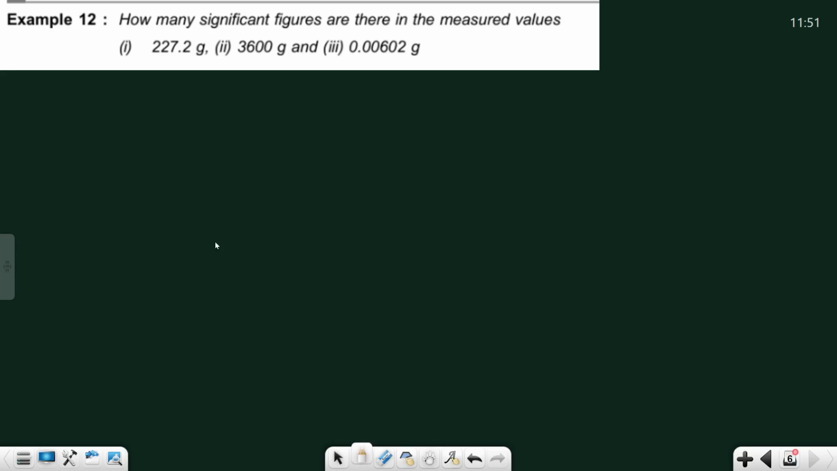First one: how many significant figures are there? There are four non-zero digits, so the answer will be 4. In the second, only 3 and 6, so 2 significant figures. In the third one, 602: 6, 0 and 2. So the answer will be 3.